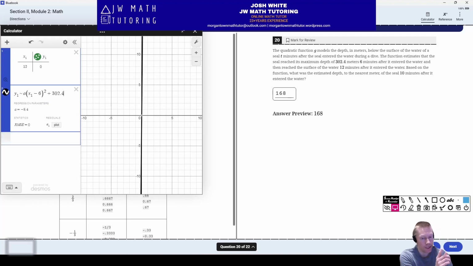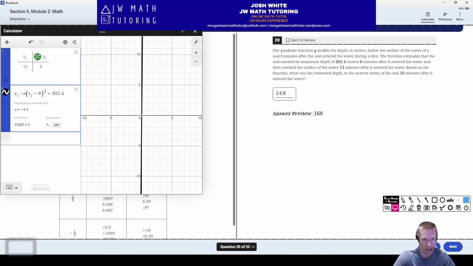Note, the automatic regression button up here didn't show up because I only entered 1 point, but if I'd entered 2 points, the automatic regression thing would pop up. The quadratic regression by default is standard form. It does not have vertex form built into it. So this you do have to type by hand.